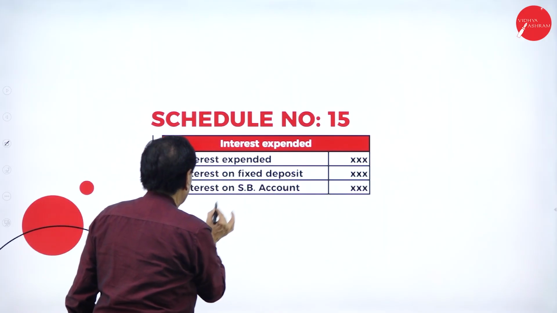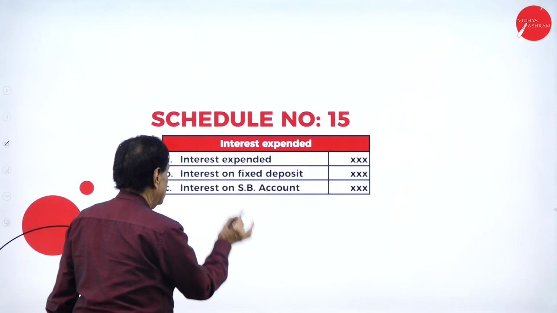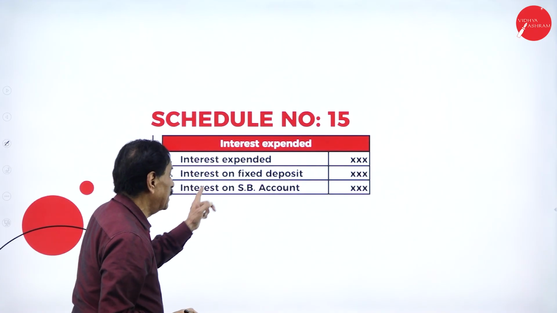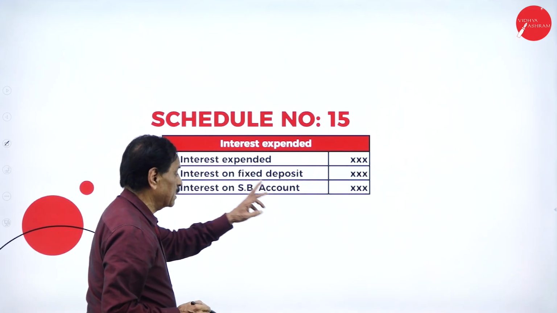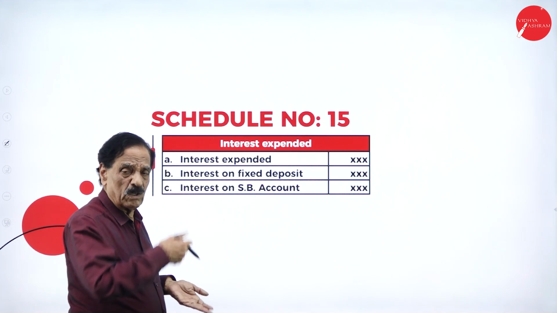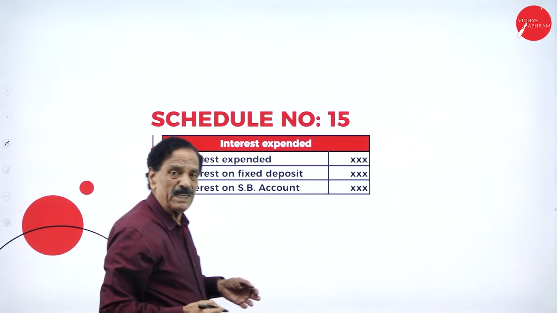Interest expended: interest on fixed deposit, interest on SB account. Expended means paid. Whatever interest the banking company pays to outsiders is called interest expended.